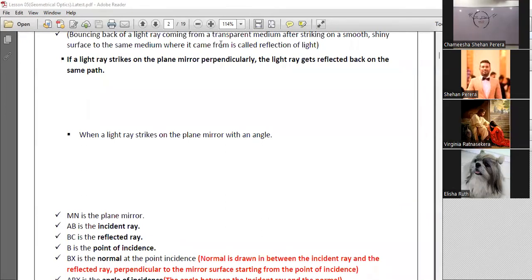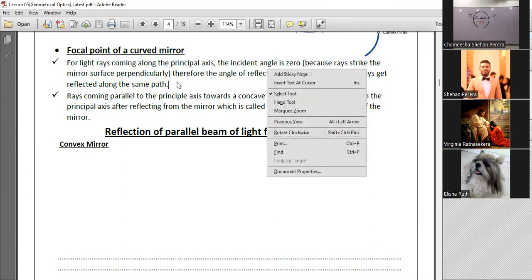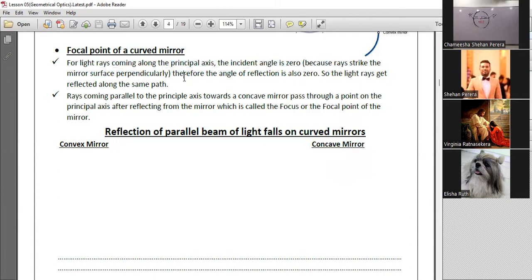Okay. Right, okay. Eli, can you read the next part? This part? For light rays coming along the principal axis, the incident angle is 0. Therefore, the angle of reflection is also 0. So the light rays get reflected along the same path.